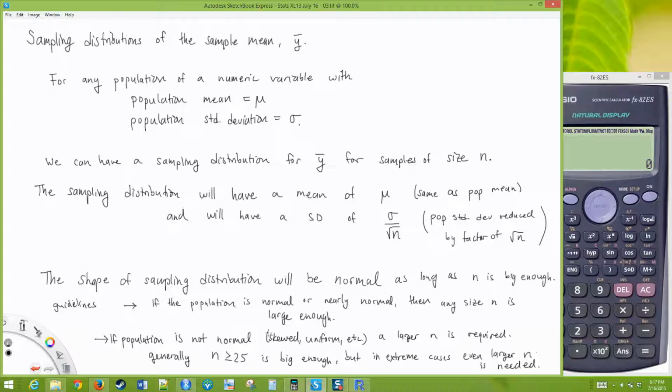So, but most biological data, most things from people, even with a little bit of skew, samples of size 25 will be big enough. So human weight is right skewed, but it's not as skewed as income or something like that. And so samples of size 25 will give you a normal distribution.